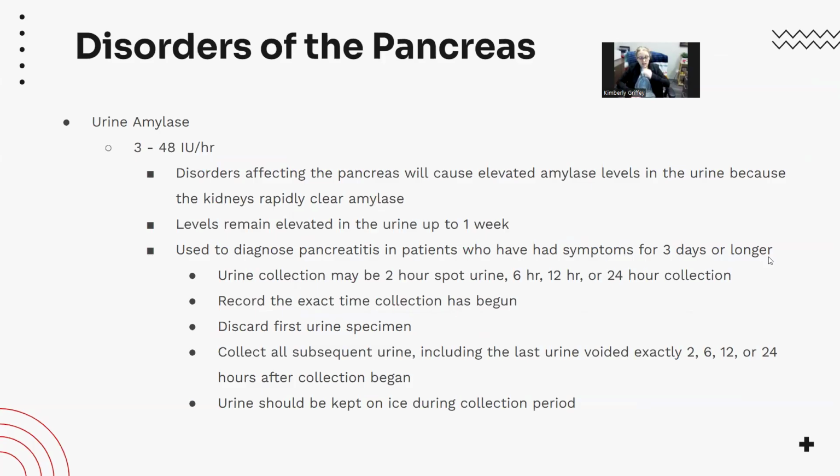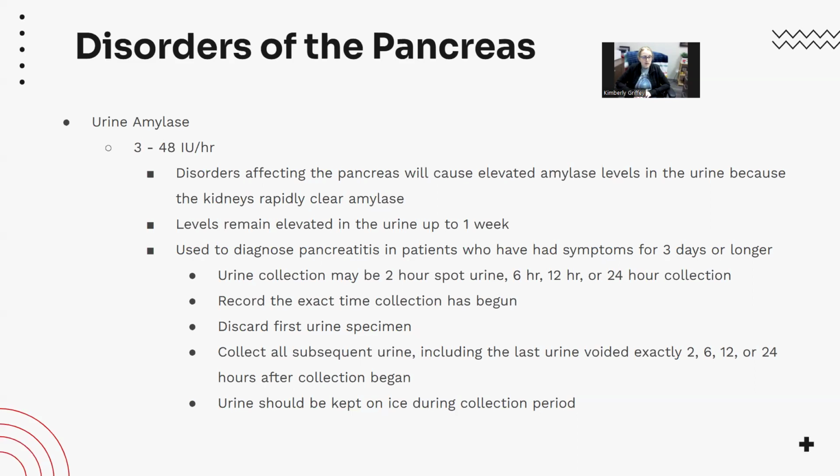A urine amylase normal range is 3 to 48. Any disorder that affects the pancreas can cause elevated amylase levels in the urine because the kidneys rapidly clear it. Levels remain elevated in the urine for up to a week. And it can be used to diagnose pancreatitis in patients who have had symptoms for 3 days or longer.